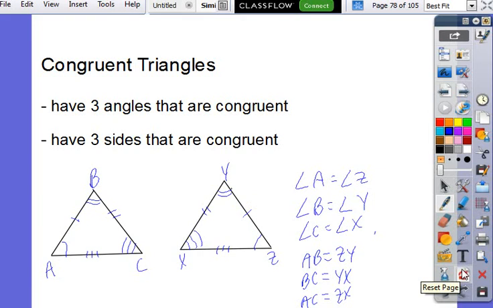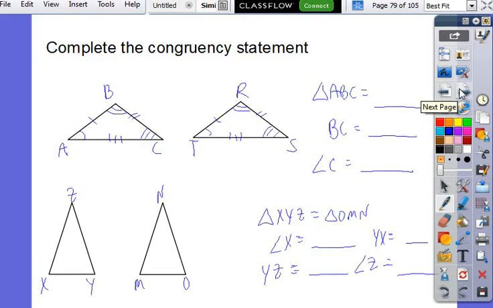All right, so if I'm trying to complete the congruency statement, if I look at these 2 triangles at the top, it says triangle ABC. How do I know which one matches it over there for the second triangle? What do I need to look at? Which marks? The angles. Follow the angles just like we did with the other triangles. ABC goes from the 1 to the 2 to the 3. So if I go 1, 2, 3 over there, it's TRS.